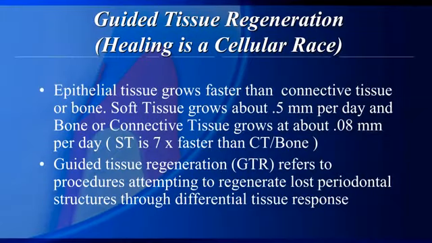So I'm going to give you the secret to laser perio right here in a simplistic manner because I'm from Arkansas. The way healing works is it's a cellular race between soft tissue and connective tissue and bone. Now, in the past, we've paid no attention to that fact. We've done scaling and root planing and curettage. We've done it one time and that was it. And that's why we always thought that the best we could hope for is to stop the disease and stabilize it. But if you pay attention to the fact that epithelial tissue grows faster than connective tissue or bone, soft tissue grows about 0.5 millimeter a day, bone or connective tissue grows about 0.08 millimeters a day. And to Arkansas that out for you, soft tissue is 7 times faster than connective tissue or bone.